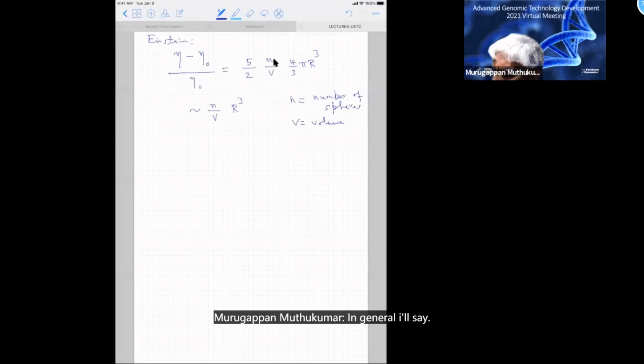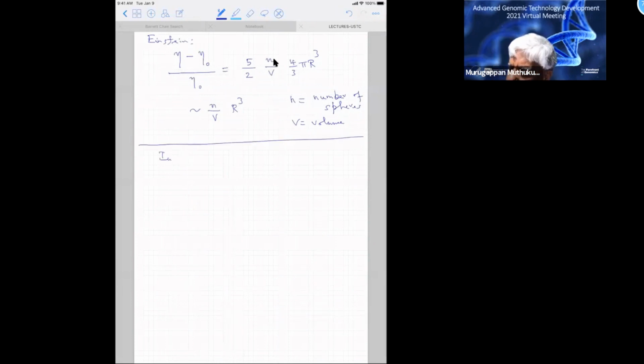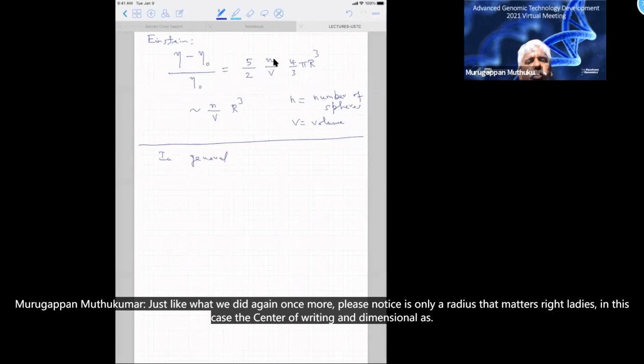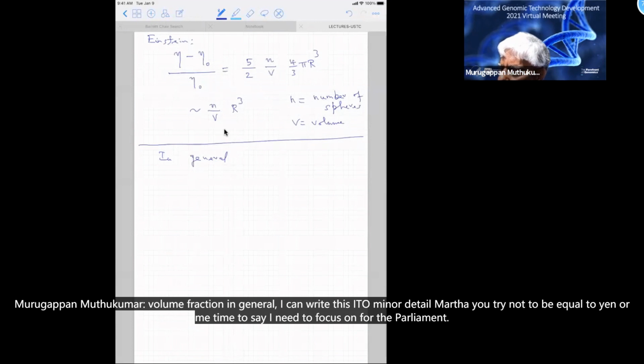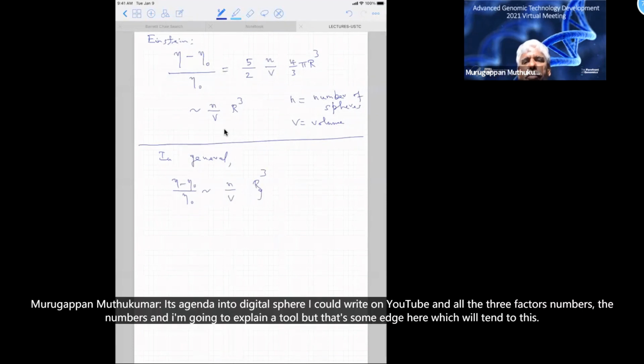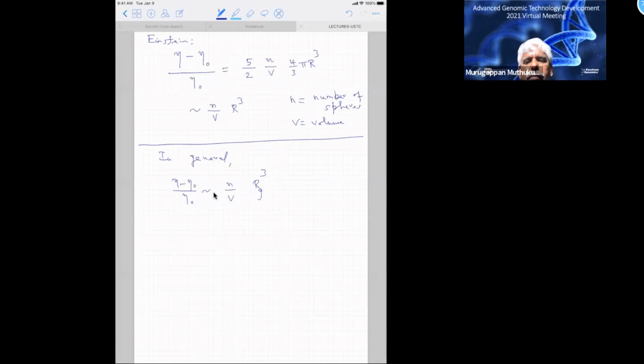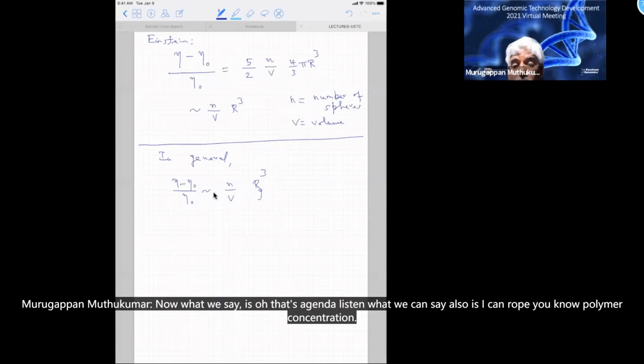Okay. In general, once more, please notice it's only a radius that matters. In this particular case, since I'm writing in dimensionless units, it's a volume fraction. In general, I can write eta minus eta naught by eta naught to be equal to N over V times, say, Rg cubed, for example, for the polymer. It's general. In a rigid sphere, I could write Rg cubed. And all the prefactors, numbers, the number is not going to be 5 by 2, but that's somewhere here, which we'll return to. Now, what we say is, oh, that's a general result.